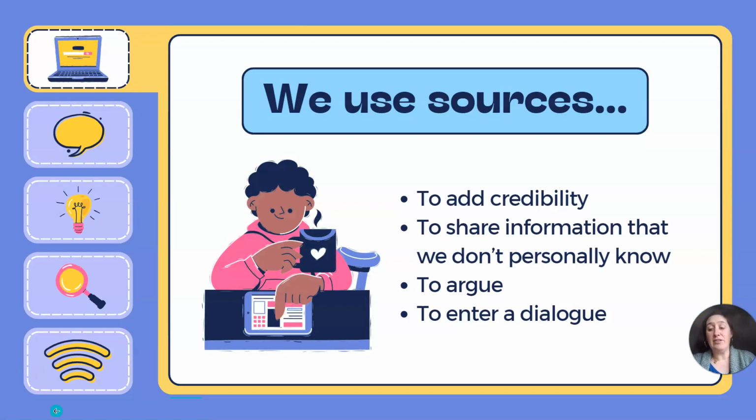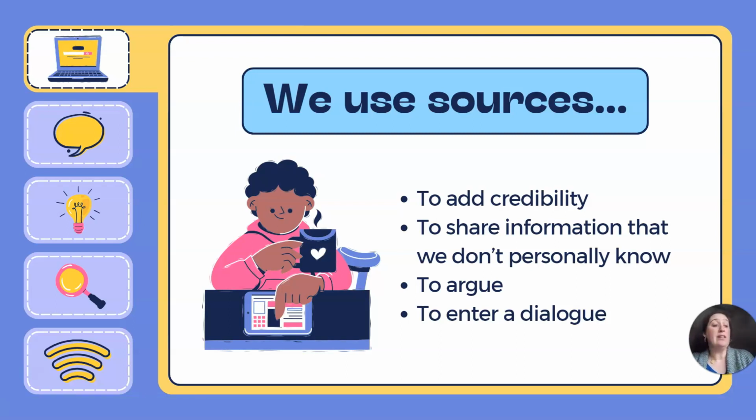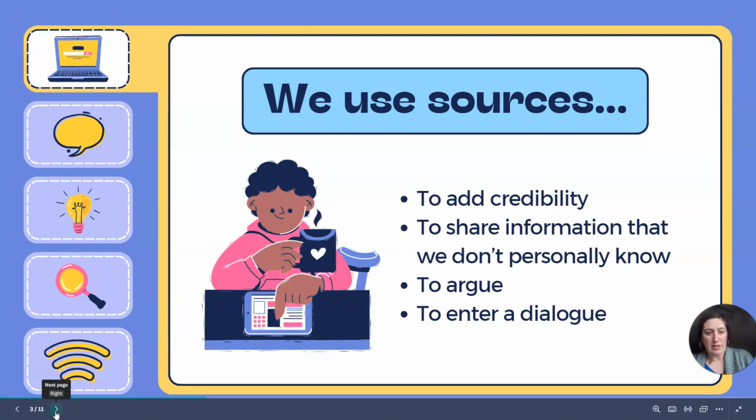Maybe some of the answers that you thought were to add credibility. That means to get some information from someone who is an expert or has more knowledge. Sometimes we also use sources to share information that we don't personally know. So, for example, if someone asks us to define a word and we don't know the definition of the term, we have to use a source to find that information.